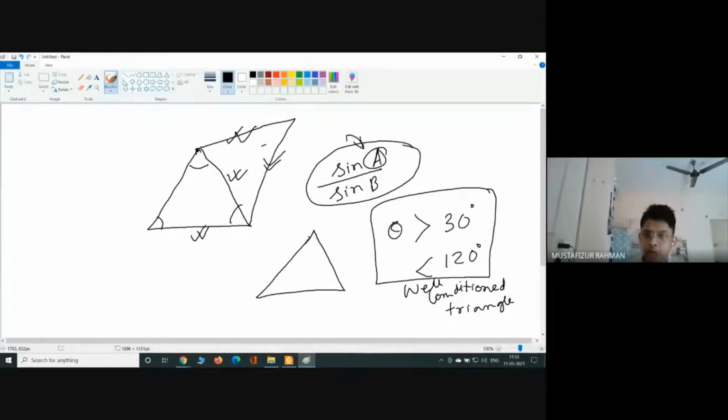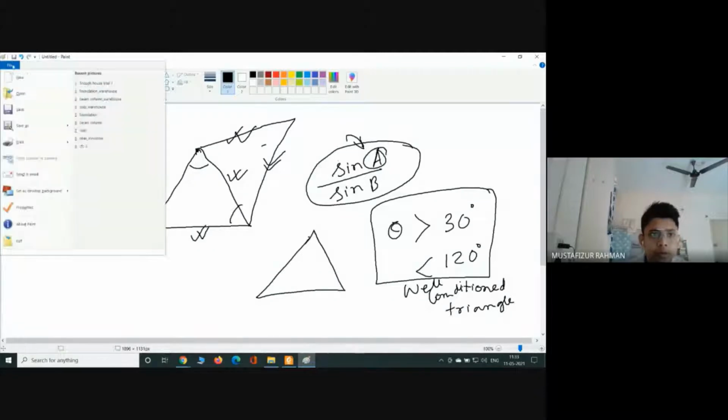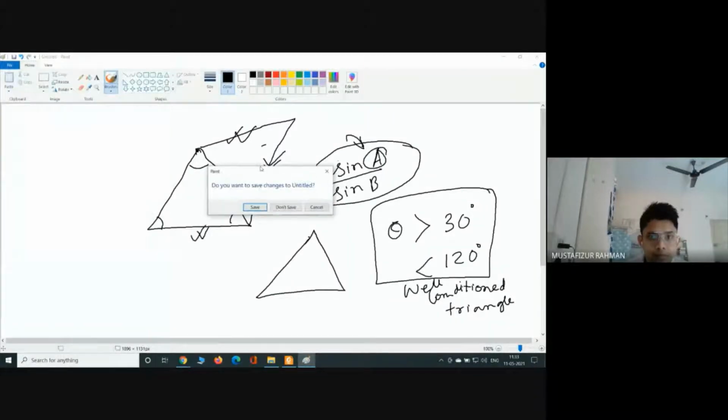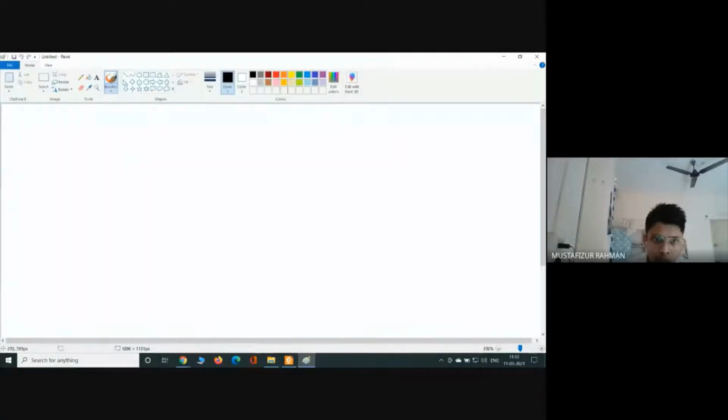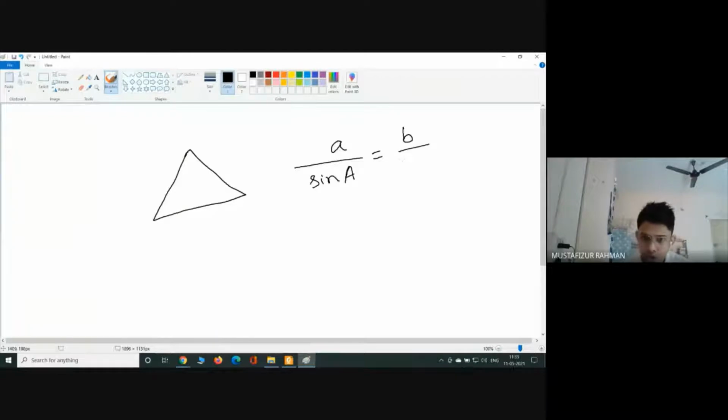Okay, so this is the condition of a well-conditioned triangle. For creating a network of triangulation, we should be trying to establish well-conditioned triangles. Now, if the triangle is of small size, if we are doing our survey work in a very small area, then we can use this formula, this sine rule. This is to be used in case of plane or 2D triangulation.